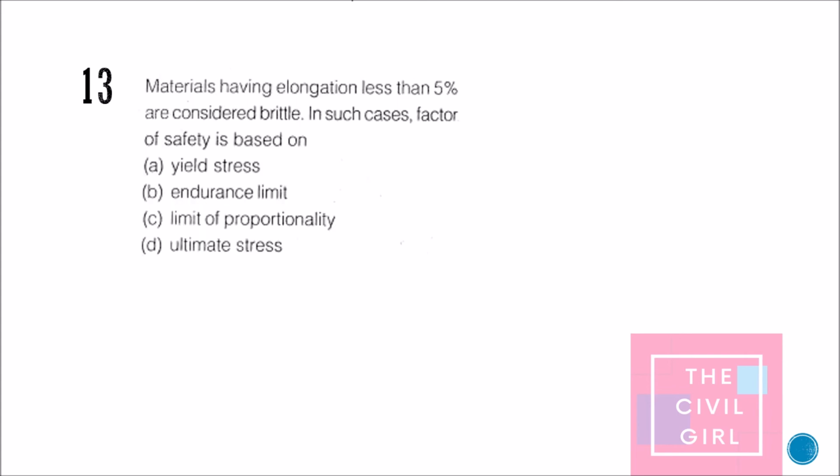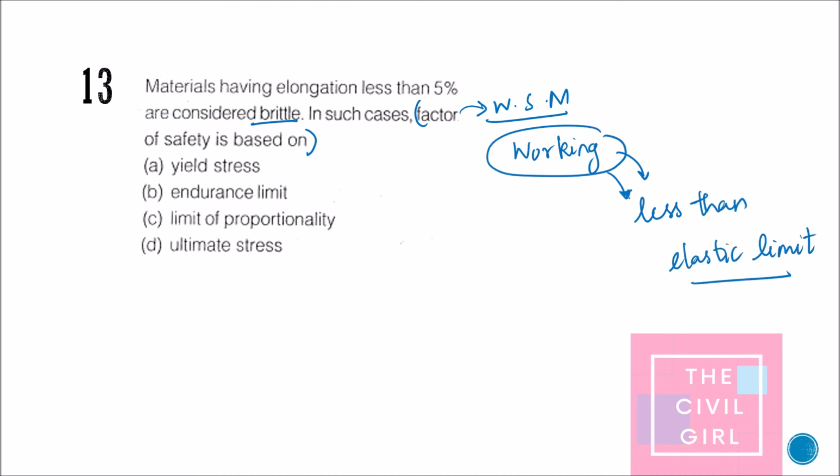Next question, the materials having elongation less than 5% are considered to be brittle. In such cases, factor of safety is based on what? Again, in the previous video, we saw that factor of safety is associated with, of course, working stress method. In working stress method, the working stress should be assumed in such a way that it is less than the elastic limit. In the given material, we can see that the elongation is less than 5%. It has been given it is a brittle material.